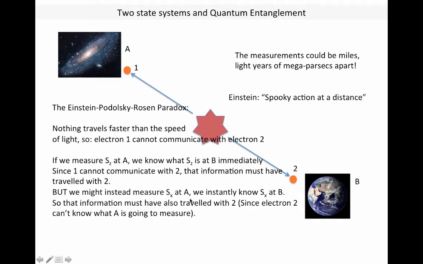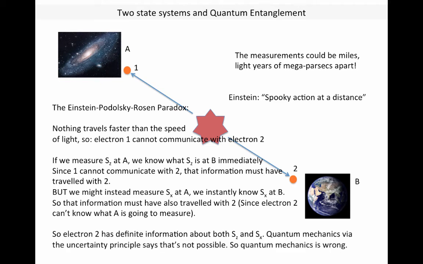Somehow that information exists about electron 2, both the X component, the Y component, and the Z component of spin. But that goes against what quantum mechanics says via the uncertainty principle. So the uncertainty principle says that the information about the X and Y and Z components of the spin of an electron does not exist simultaneously. So we seem to have a contradiction here.